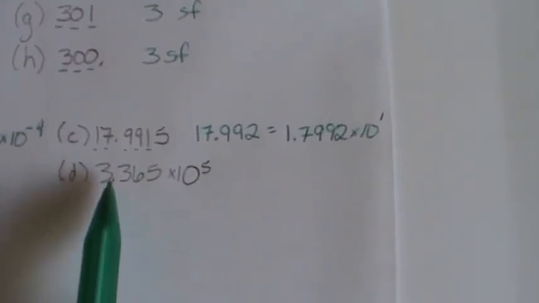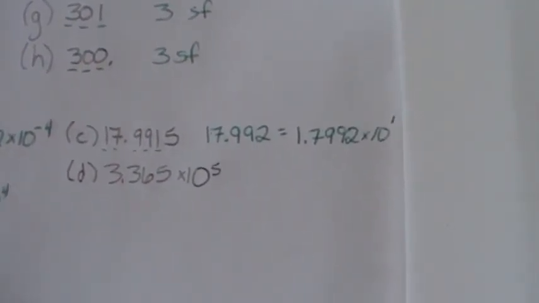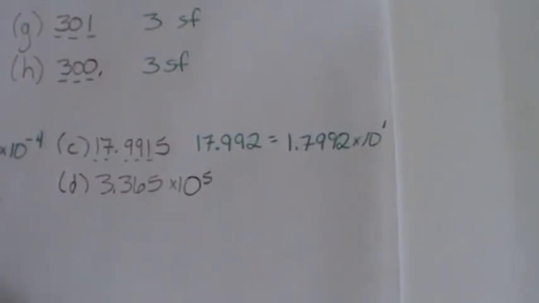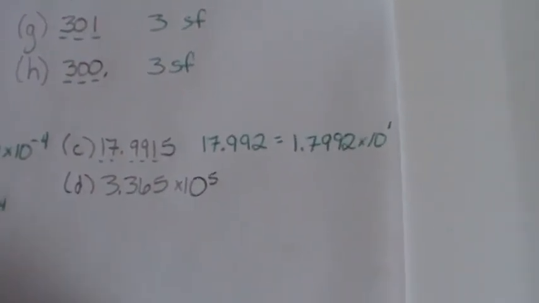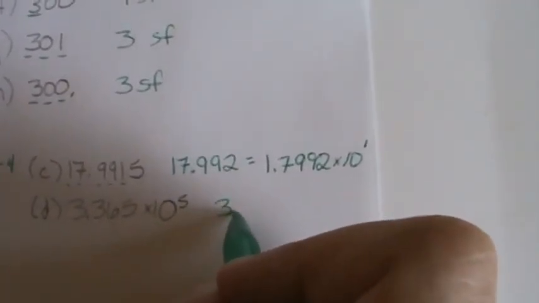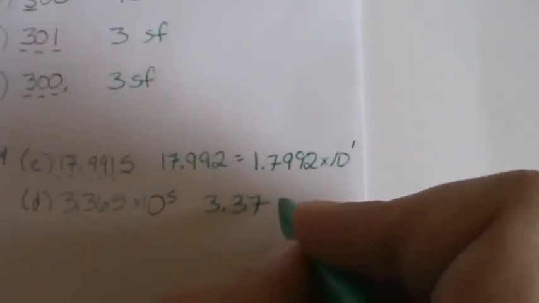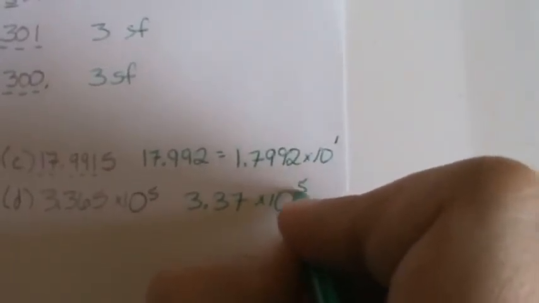Okay, next we have 3.365 times 10 to the 5th. So this is already in standard scientific notation. They ask us to round this to 3 digits. Oh, look, they're all 5s. Isn't that funny? 1, 2, 3 digits. So this becomes 3.37. The 5 makes us round up, times 10 to the 5th.